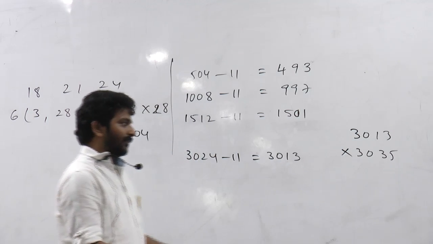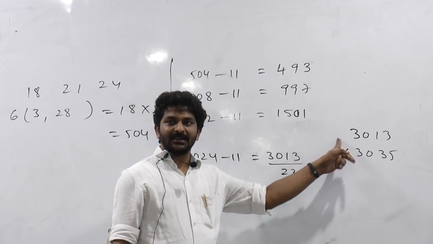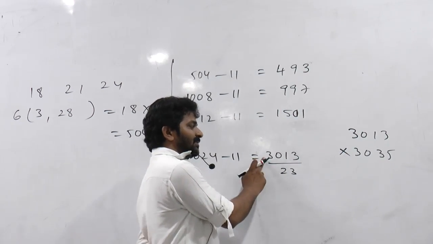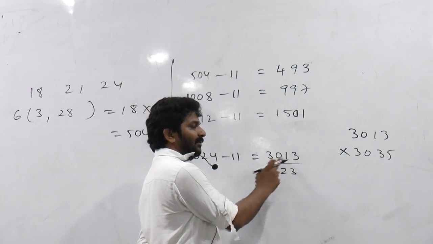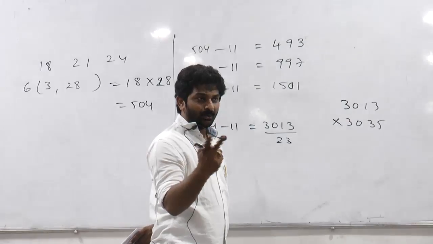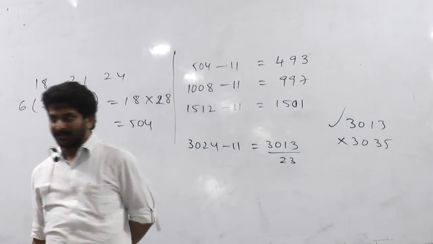Just hold it and verify whether this is exactly divisible by 23 or not. If so, this is your answer. Otherwise, you can go for none of these. 23 ones, 71, 3 times 69, 2, 3, 1 time. 3013 is your answer.